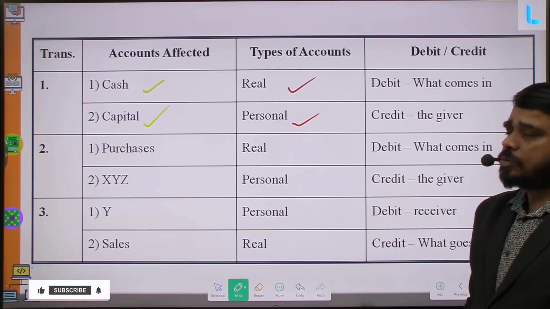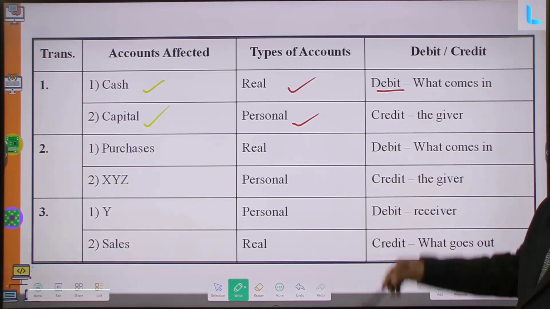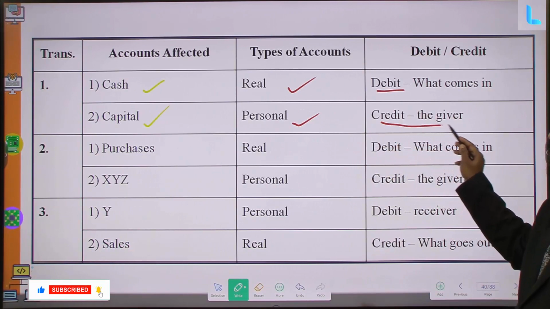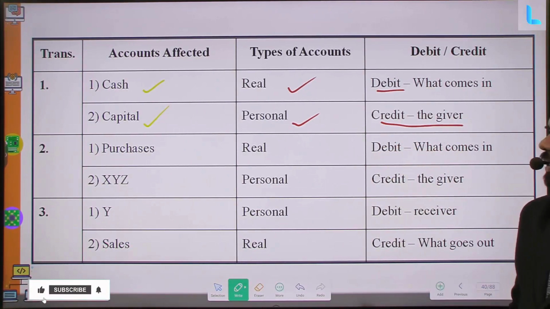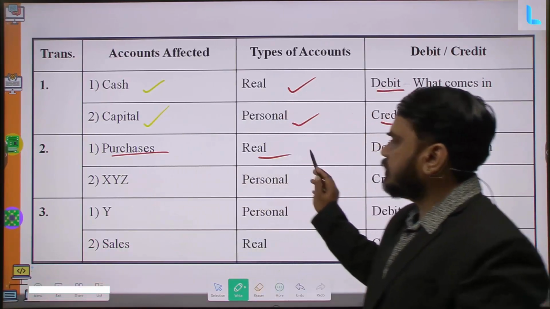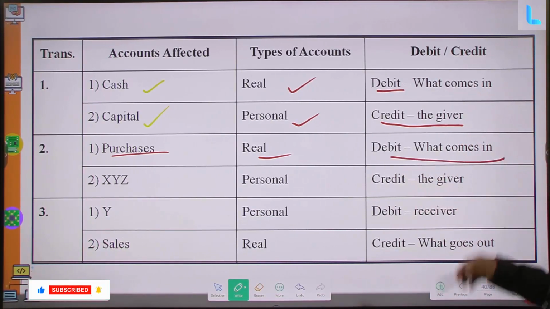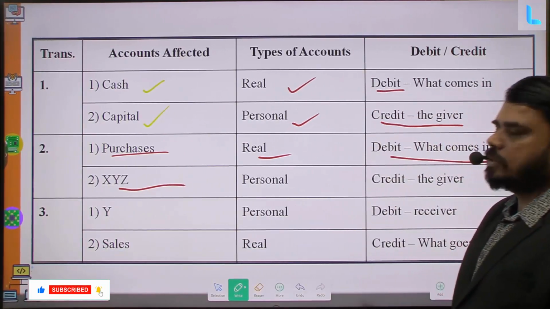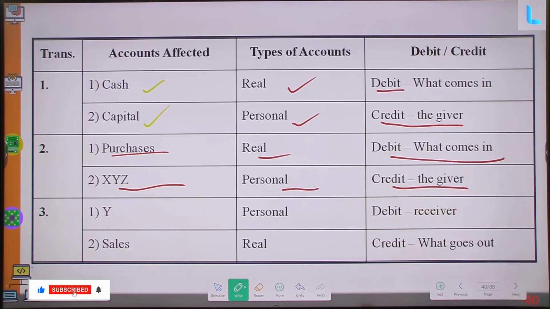So according to this the rules of debit and credit change. According to the real account, debit will be what comes in, and since capital is a personal account, here credit becomes the giver. So this is the concept of the rules of debit and credit. In the next transaction you can see purchases is happening. So purchase account is actually a real account. Here debit what comes in, then XYZ is the sundry creditor who is selling the goods to us, so it becomes a personal account. According to them the credit is the giver.